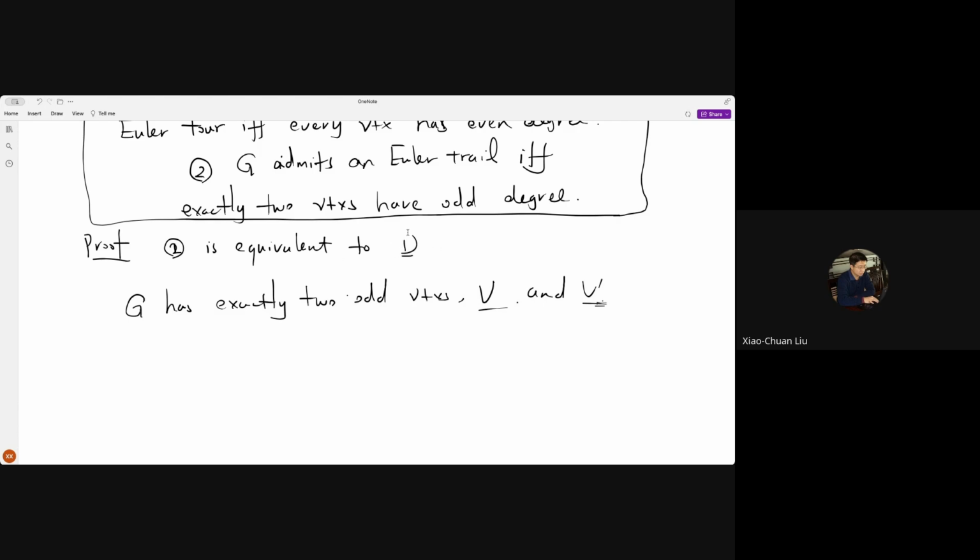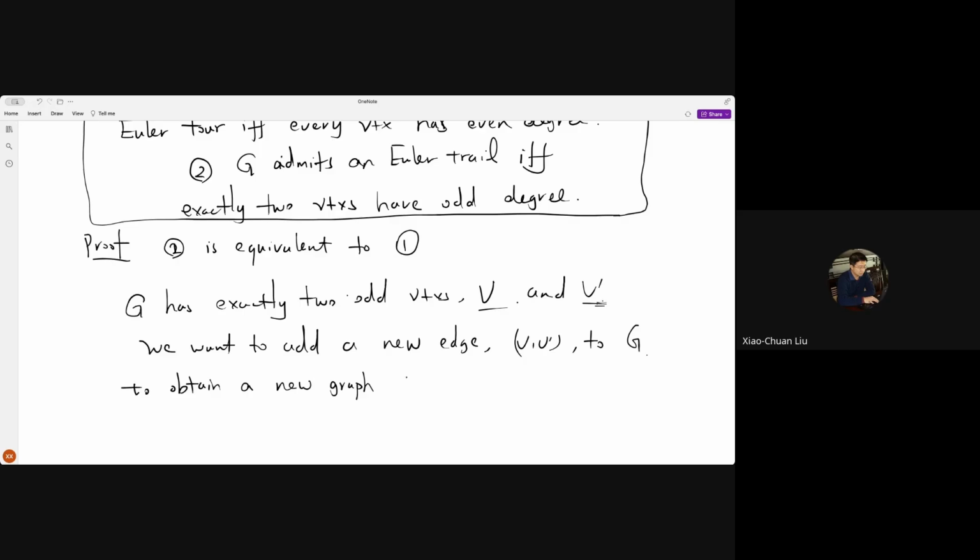It's easier. Okay, and what we want to do is add a new edge, just V V prime, to G. Okay? And then we obtain a new graph, let's call it G prime.